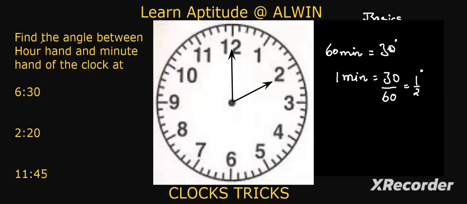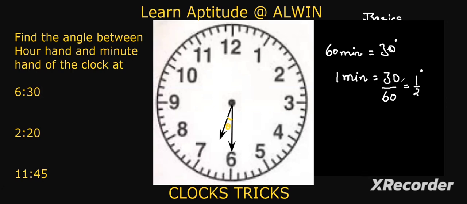Like in this question, they are asking to find the angle between the hour hand and minute hand of the clock at 6:30. So let's make the time 6:30 first in our clock. I'm drawing this. This is my 30. Why? Because at 6:30 the minute hand is at 6. And now my hour hand must be somewhere between 6 and 7. So I'll make my hour hand here. Now the question says that we need to calculate the angle between the two. This theta is what we want to calculate.